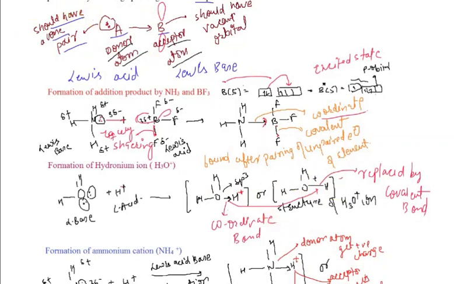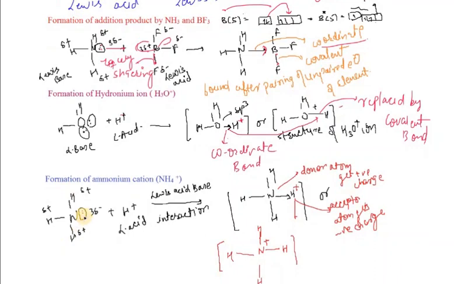Now if you see the formation of the ammonium ion, again nitrogen has a lone pair. When it donates its lone pair to H plus, here there will be formation of a coordinate bond, and the rest will be covalent bonds.